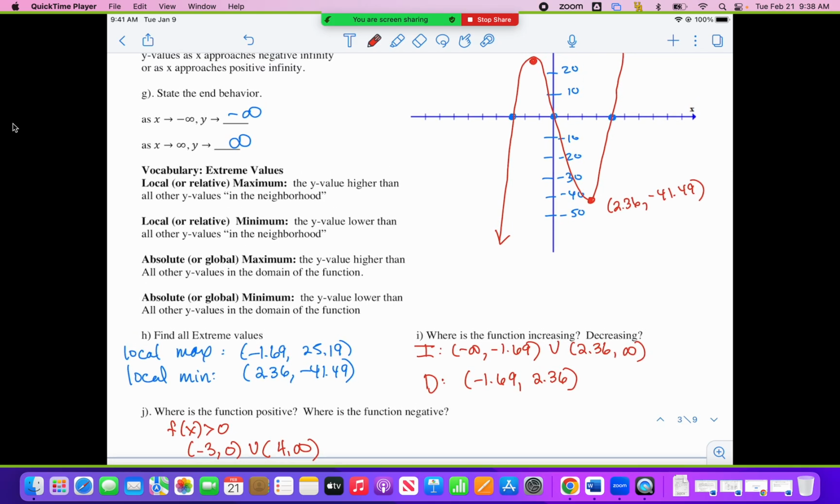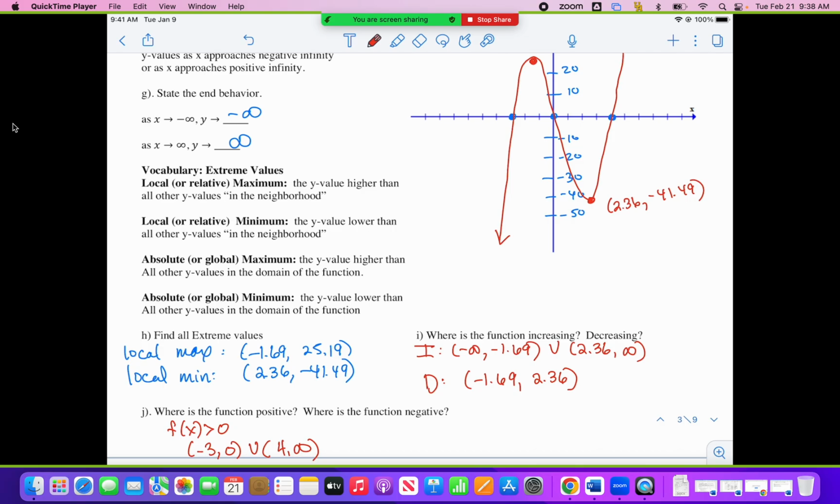So let me go over this again. Where is the function positive? Where are the y values positive? That's where the graph is above the x-axis. That happens between the x-intercepts, right here, from negative 3 to 0, and then it happens again from 4 to the right.